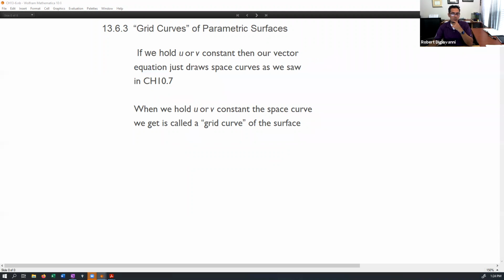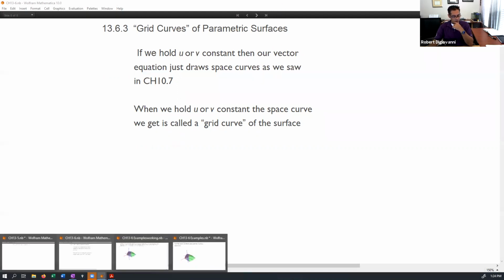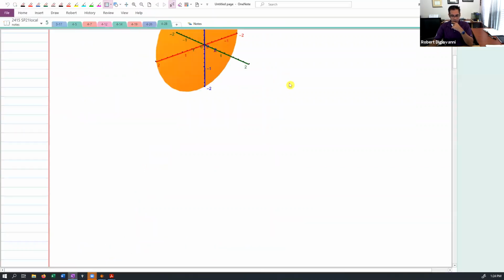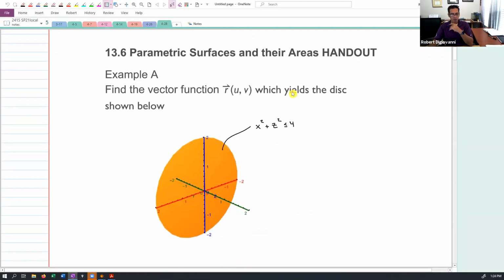Wait a minute, where is it? Oh, there it is. Okay, see if that went through. So it's in the chat. It's also in your Canvas email. And what you should be looking at is this right here, the parametric surfaces and their areas handout. We got it?